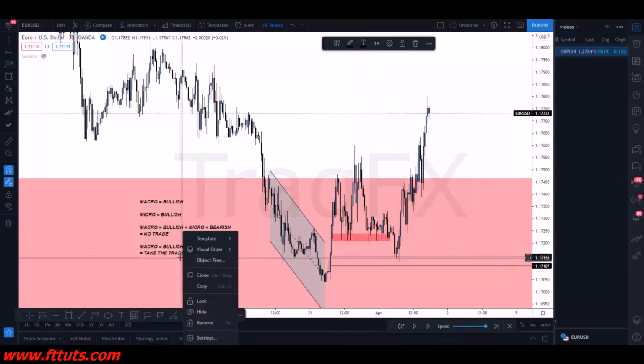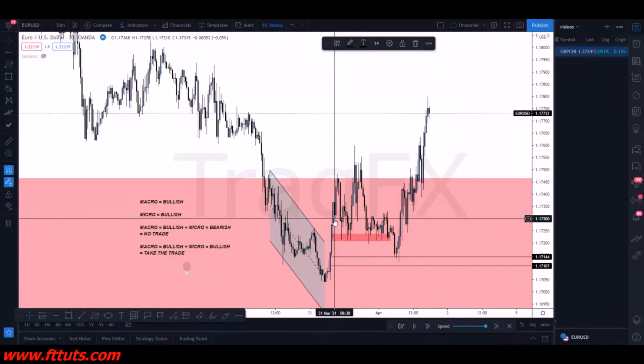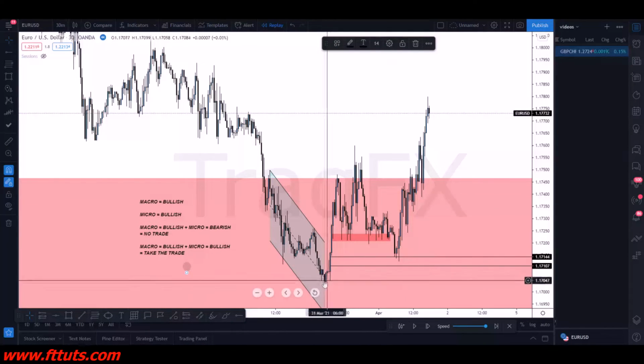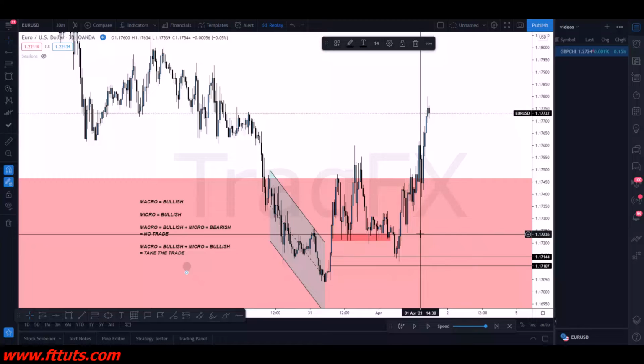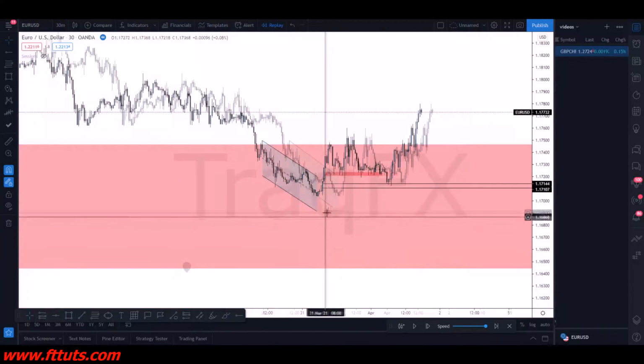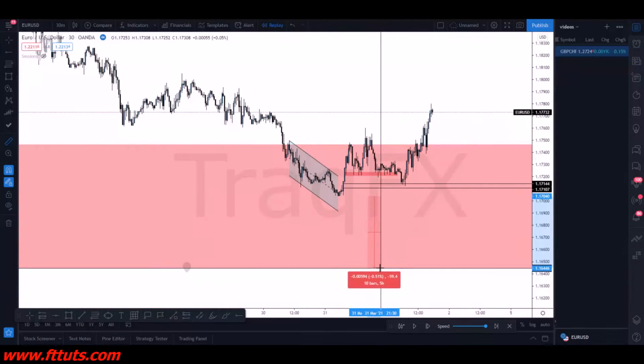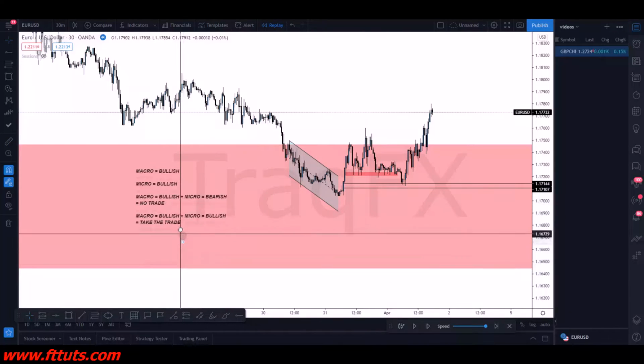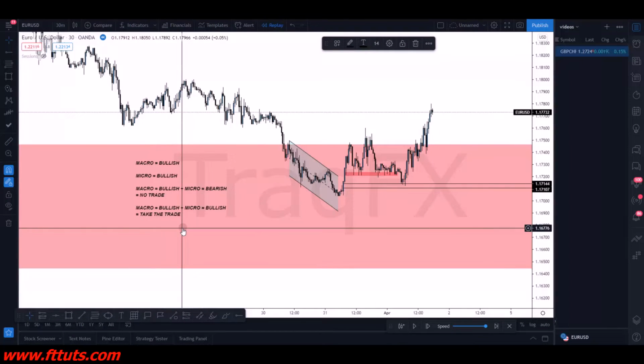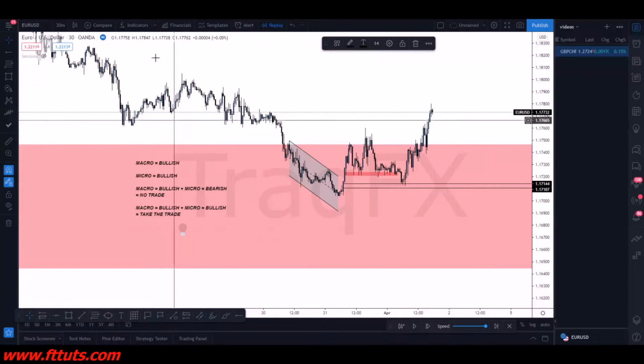Without proper structure, if I just took a buy because price came into my area of interest, it wouldn't work out. Risk management wise, my stop loss would be huge. I'd have to put my stop loss all the way down here, and it just wouldn't be good entering a trade without confirmation. For this, microstructure was bearish, but we waited for it to become bullish, and then we took the trade. Macro was obviously bullish, right?